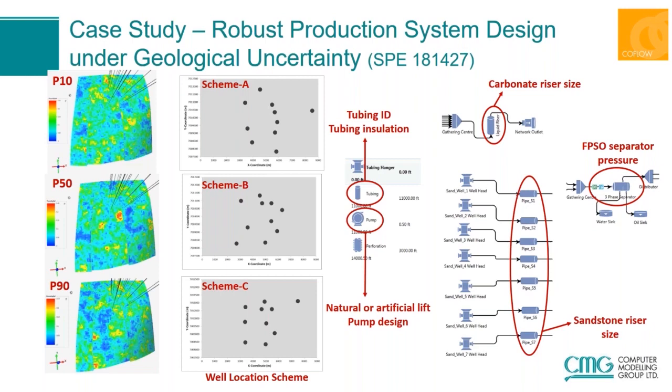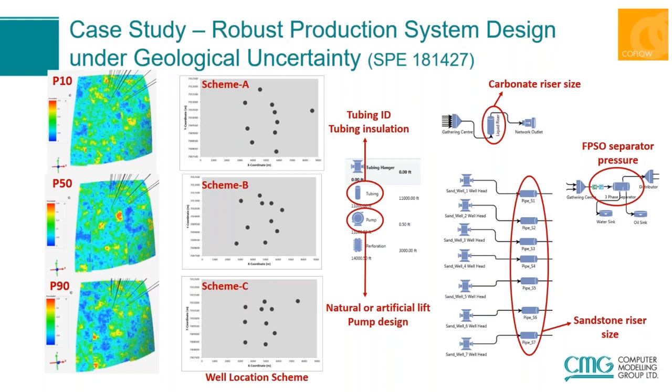But we can only pick one when we go into the field. So which one do we pick? That's another question to ask. Then the tubing ID and tubing insulation, we just try to identify that using nodal analysis and we picked a 6-inch tubing size. But is that optimal for all the uncertainties that there are? Do we need artificial lift? Should we try using a pump or should we just leave the wells to flow naturally?